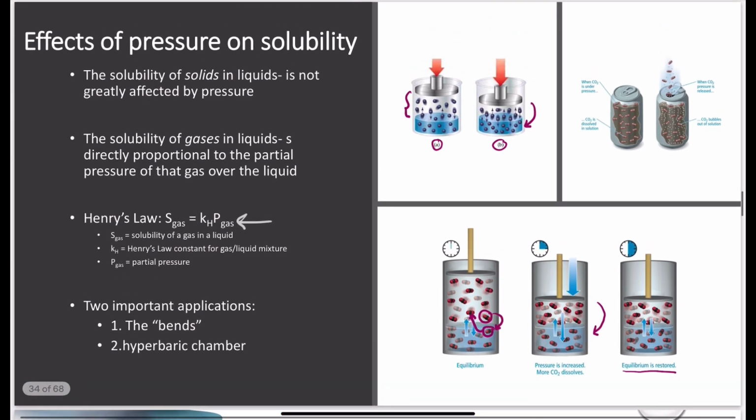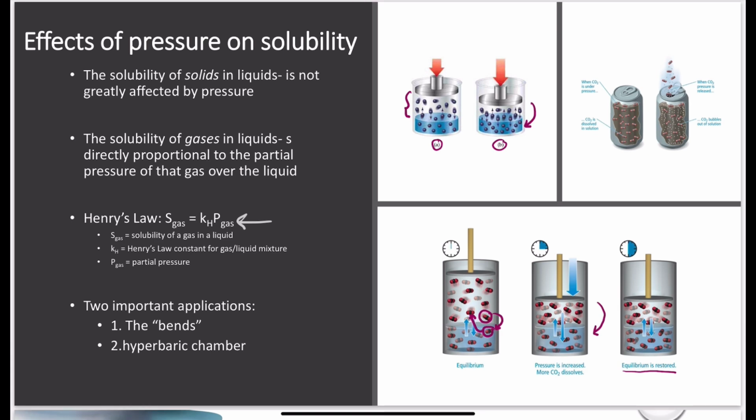So two important applications here are the bends and the hyperbaric chamber. So the bends, most people have heard about this, but if you haven't, it's due to deep sea diving. When you go really far deep into the ocean, it's called deep sea diving. Well, the pressure on your body is different than what we have here where you're normally living, depending on where you live. Here in North Texas, we're pretty close to standard pressure, 1 atmosphere. But the bends is also known as decompression sickness.